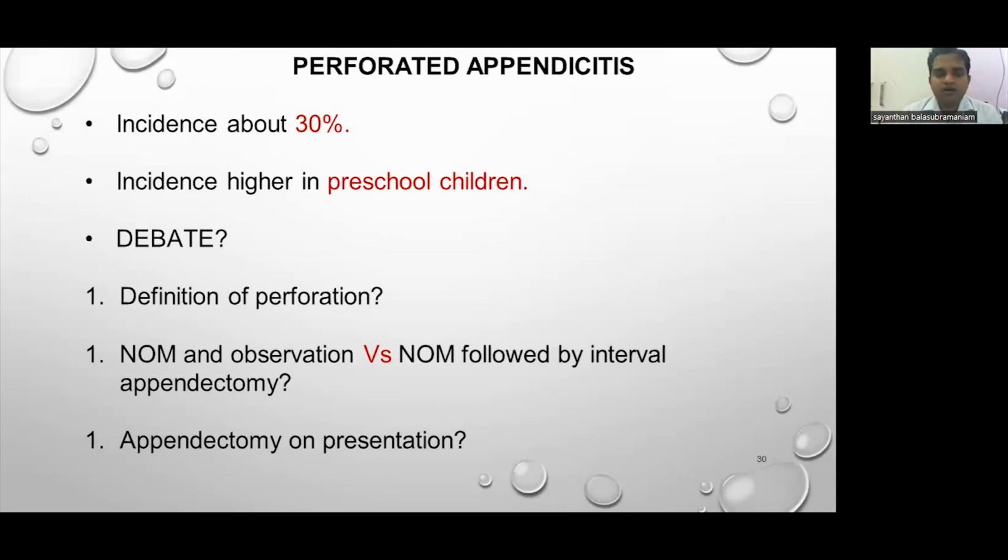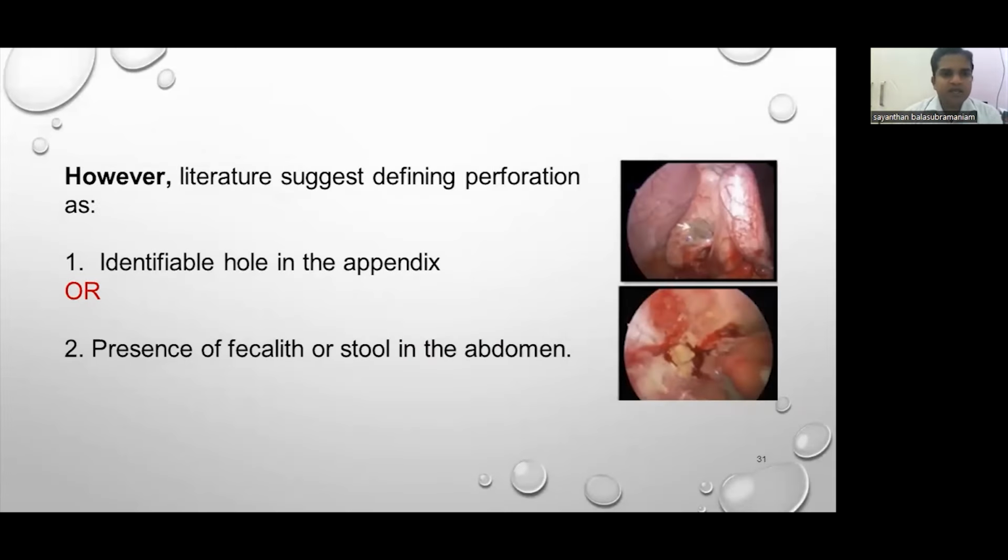So again, we already talked about perforation, the terminology of perforation. What do you mean by perforation? Perforation means an identifiable hole in the appendix during the surgical procedure, or sometimes fecoliths or stool in the abdomen. Obviously, this is perforation, that means macroscopic perforation. These sorts of patients may need closer observation and management, because they may have post-surgical complications like abscess formation, intestinal obstruction, and peritonitis.